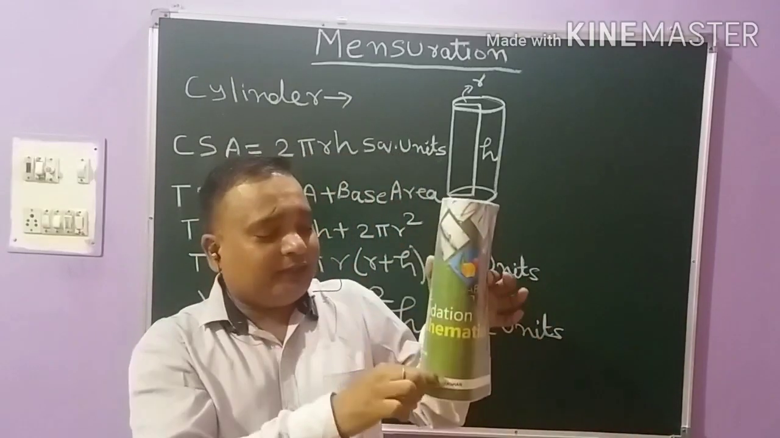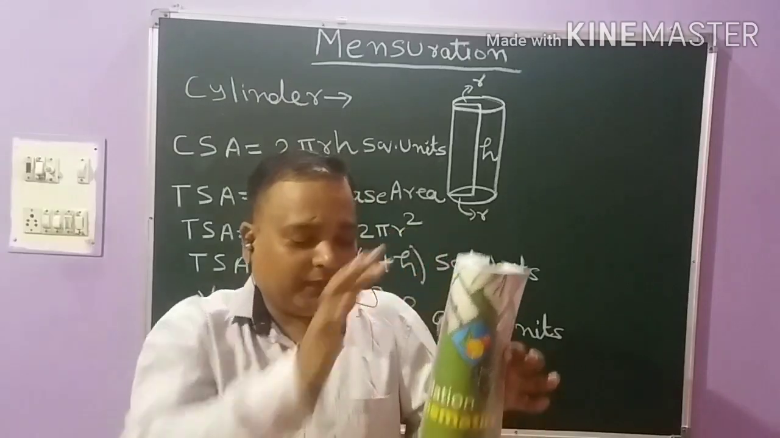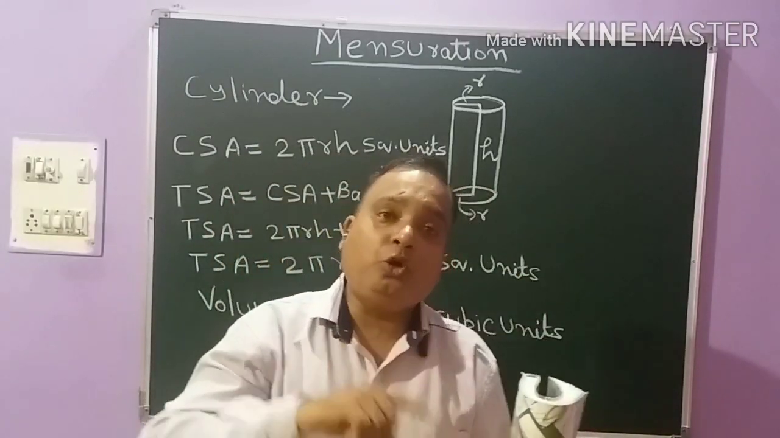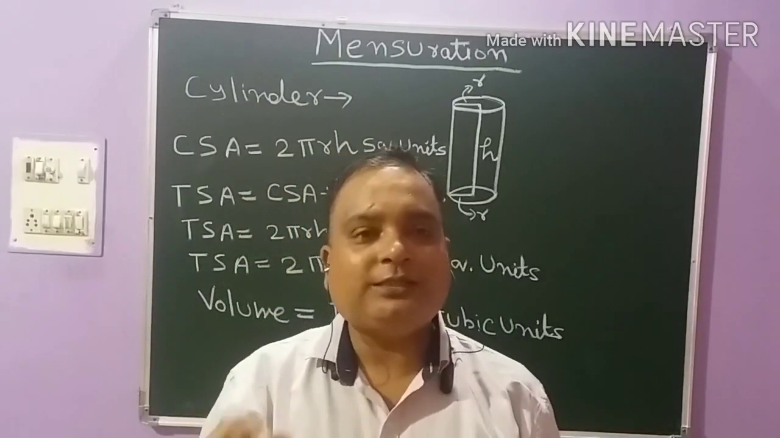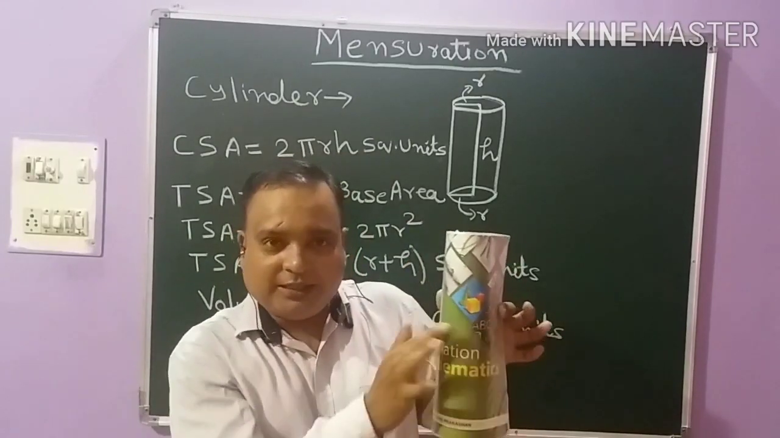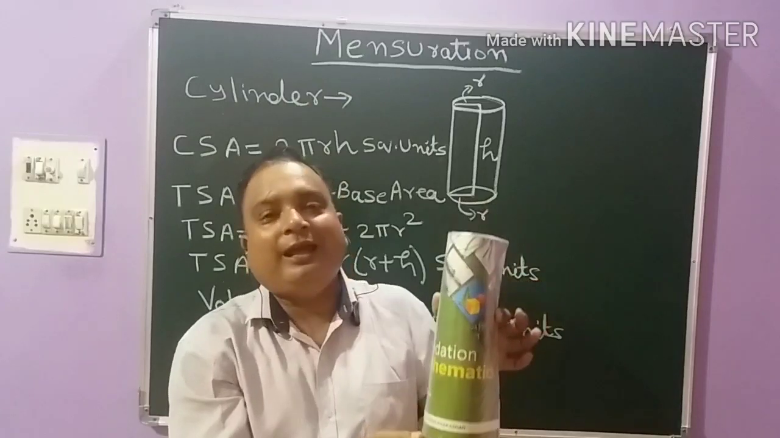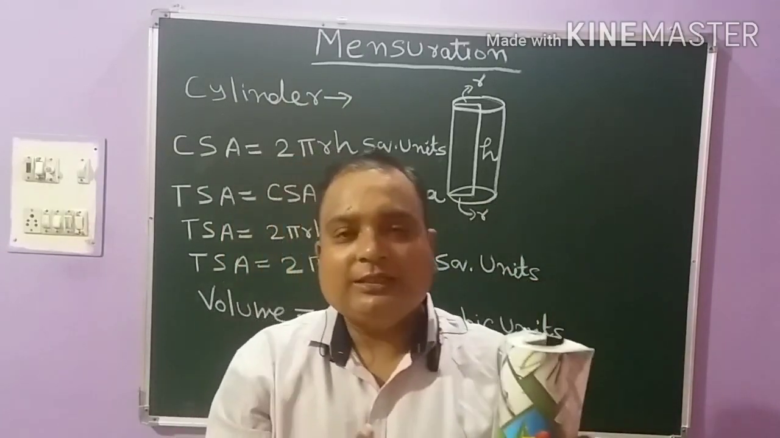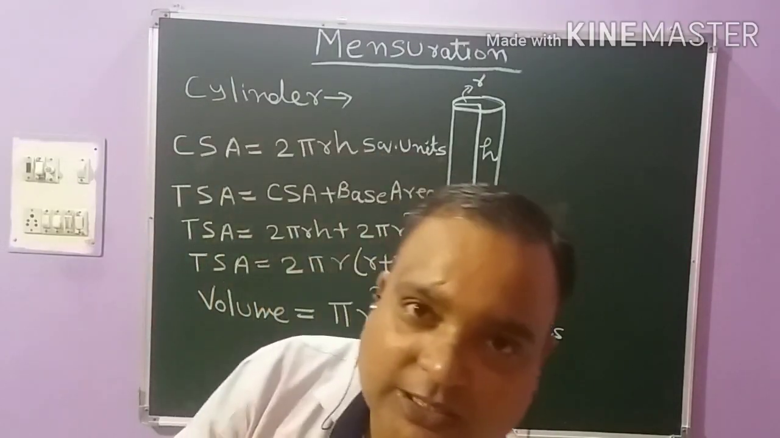Now when I calculate this area, I will not include the area of the top and the area of the bottom. But when I calculate the total surface area of a cylinder, then I will calculate the curved surface area, the circular area at the top and the circular area at the bottom. If I find all these three areas, then it is known as the total surface area of the cylinder.